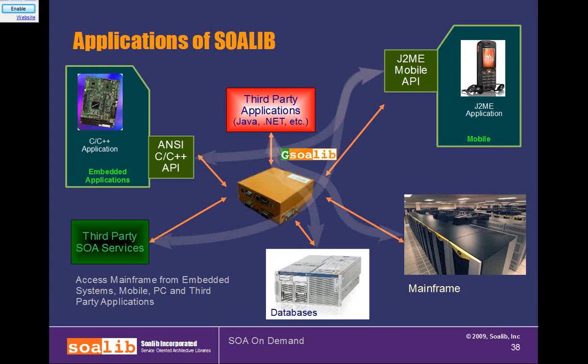So the third application is we have embedded application and mobile application, both of which would like to communicate with the mainframe. And as you can see, SOALIB is connected to the mainframe, and both embedded application and J2ME application can access mainframe. And there are also 2 other kinds of services, third-party services and other third-party application, which can also access mainframe through SOALIB. And here you can also see that SOALIB is connected to databases. So pretty much any of these other networks, other systems connected to SOALIB can use the databases.